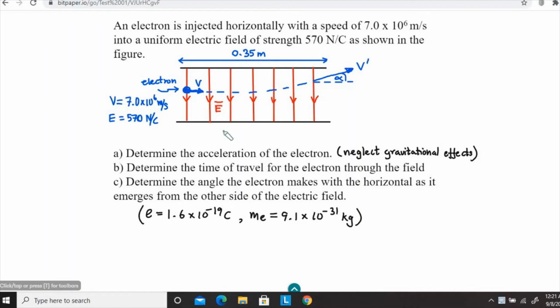Let's look at this problem. So this is a problem based on electric fields. If you like, you can pause the video at this time and read the question and try to answer it by yourself. I'm going to read the question and then do it.